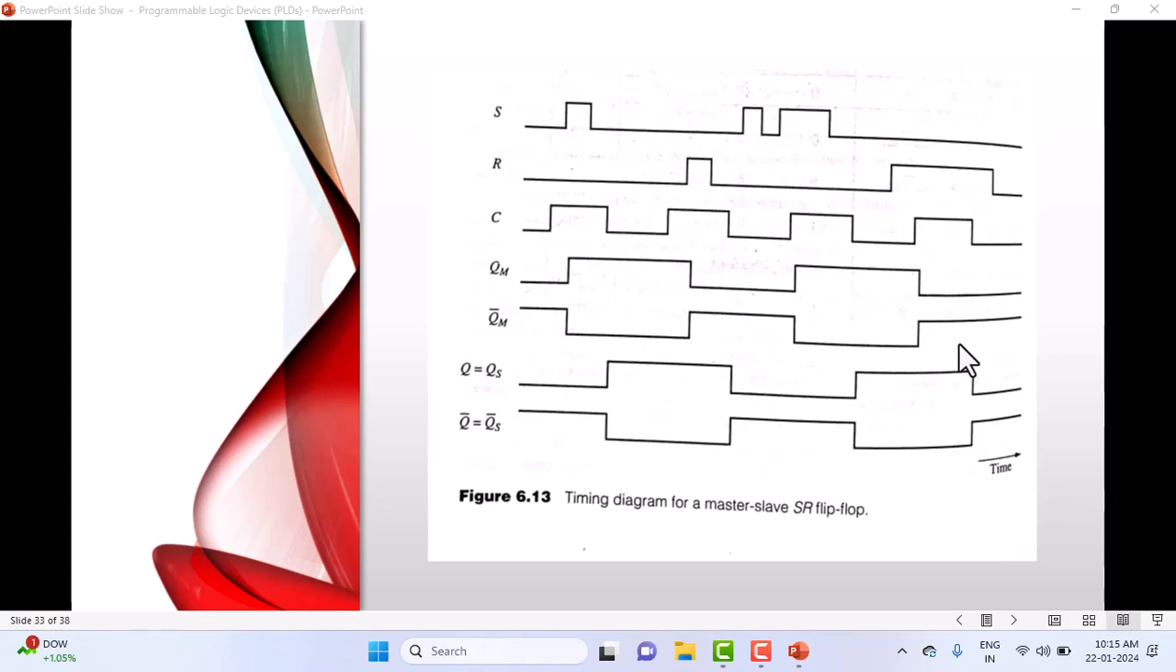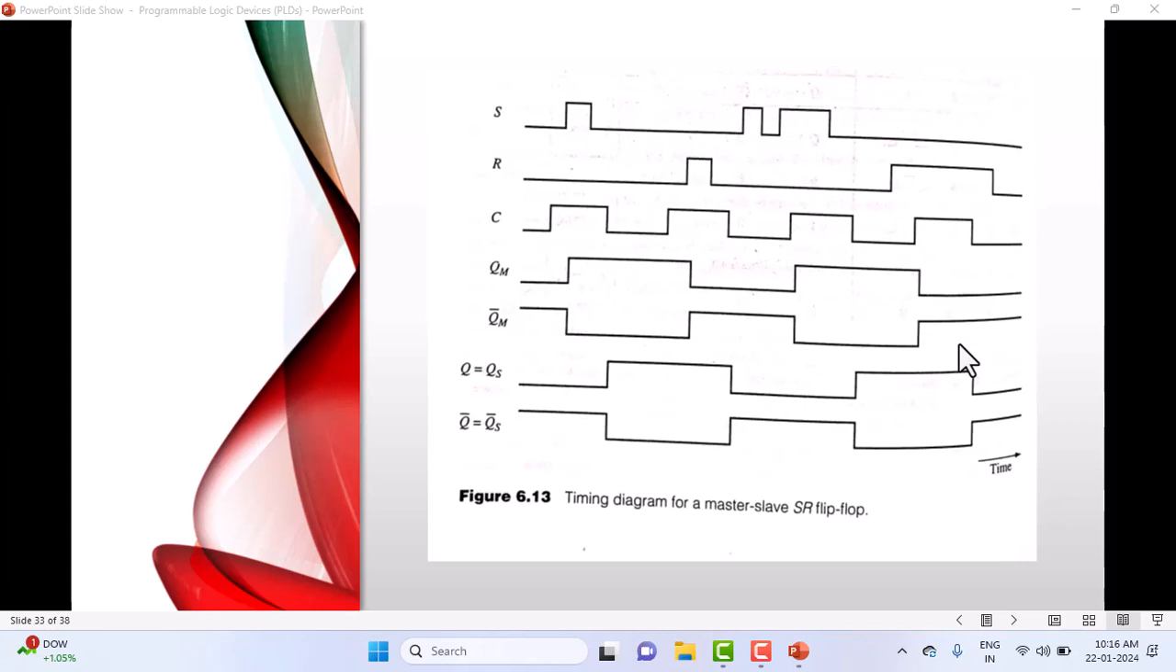And here it has been raised, and the clock also is 1. That means your QM has to become what? 1. It has to become high after some propagation. It is high now. Now look at here, what happens when the clock becomes 0? Now the slave will be enabled, and the master will be disabled. Master, slave. That's how the enabling will happen. The master captures input and changes the state of its output. When the slave becomes enabled, the slave takes the data from the master and changes the final output. That's how things work.